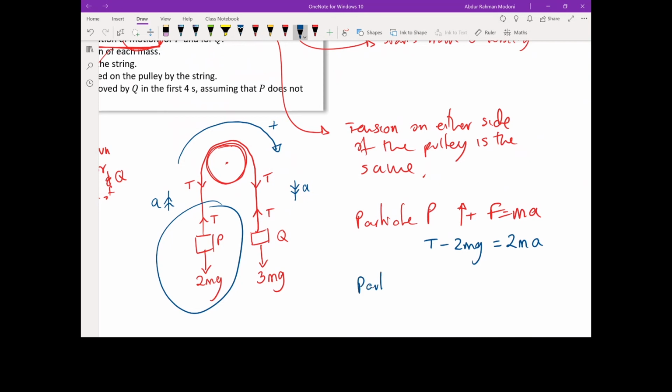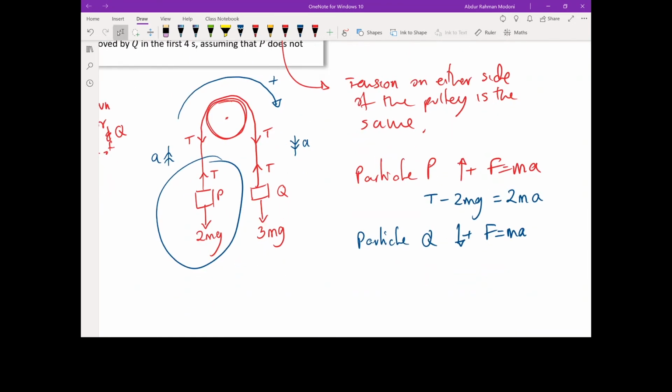Now we're going to look at particle Q. Which way am I taking as positive? Very good. F equals ma. Tell me what I'm going to write down for particle Q. 3mg. Be careful, we're taking down as positive. 3mg.